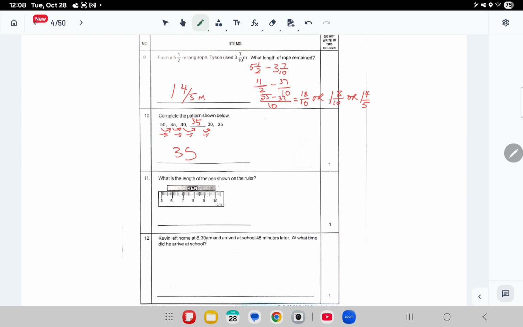What is the length of the pen shown on the ruler? So we know to calculate the length, you take the point at which the pen ends, in this case 10 centimeters, and subtract the point at which it starts, which is 5.5 centimeters. So 10 take away 5.5 will give us 4.5 centimeters.